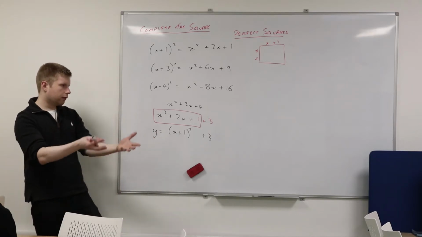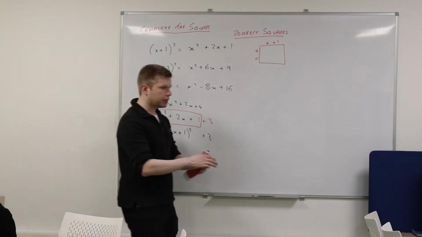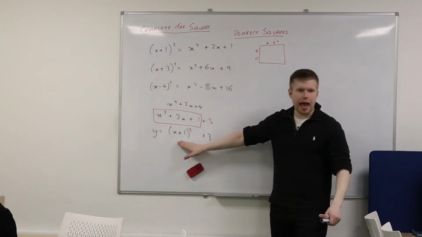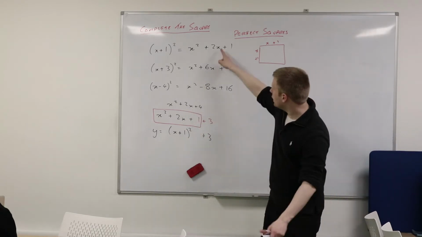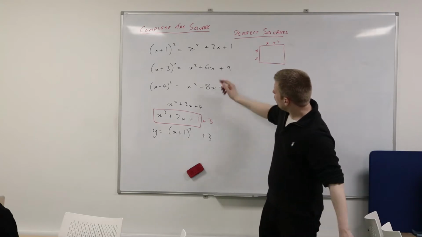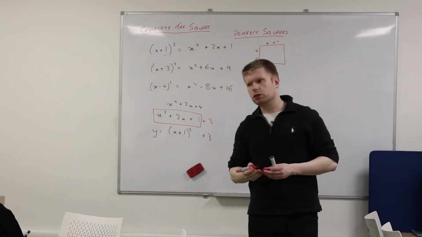Now, I've given you a holistic way of looking at this. Let's look at this in a bit more detail. Let's actually realise how we can get this x plus 1 all squared from that thing. So let's look at these. What do you notice about this 1? Where is it buried in this x squared plus 2x plus 1?